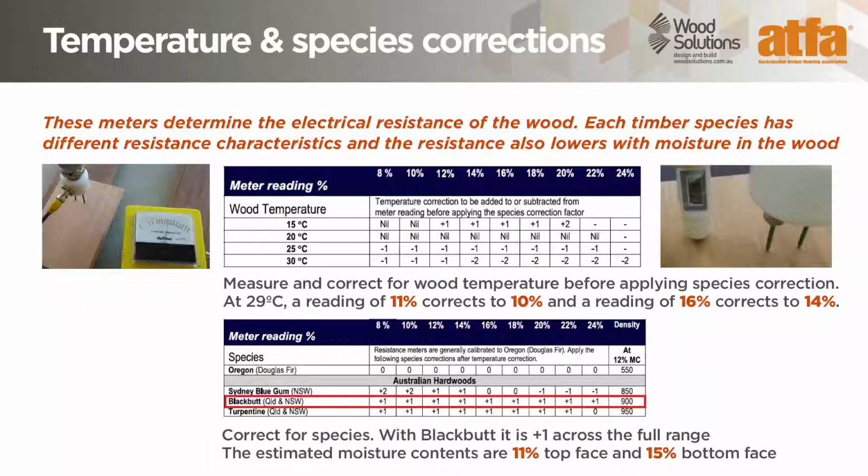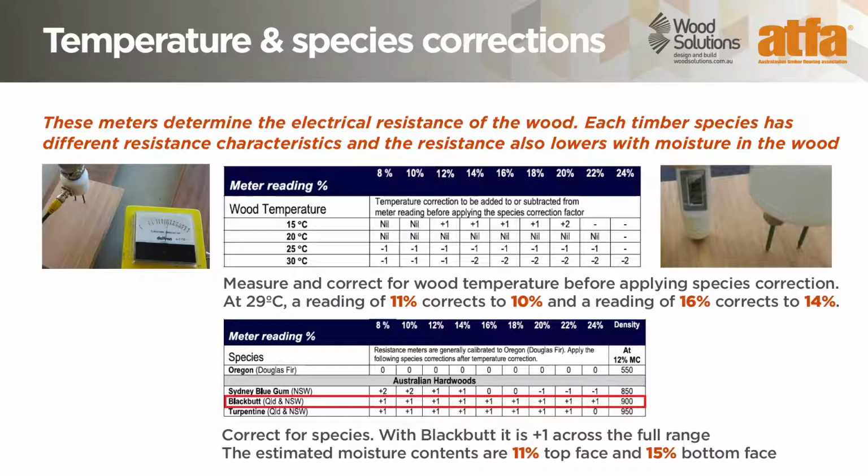Here's an example. Readings are being taken in both the top and bottom of a cupped 130 by 19 mm blackbutt floorboard. See the top table showing wood temperature corrections. A digital thermometer shown in the top right image can measure wood temperature. Note that it is wood temperature, not air temperature, that we are looking for.